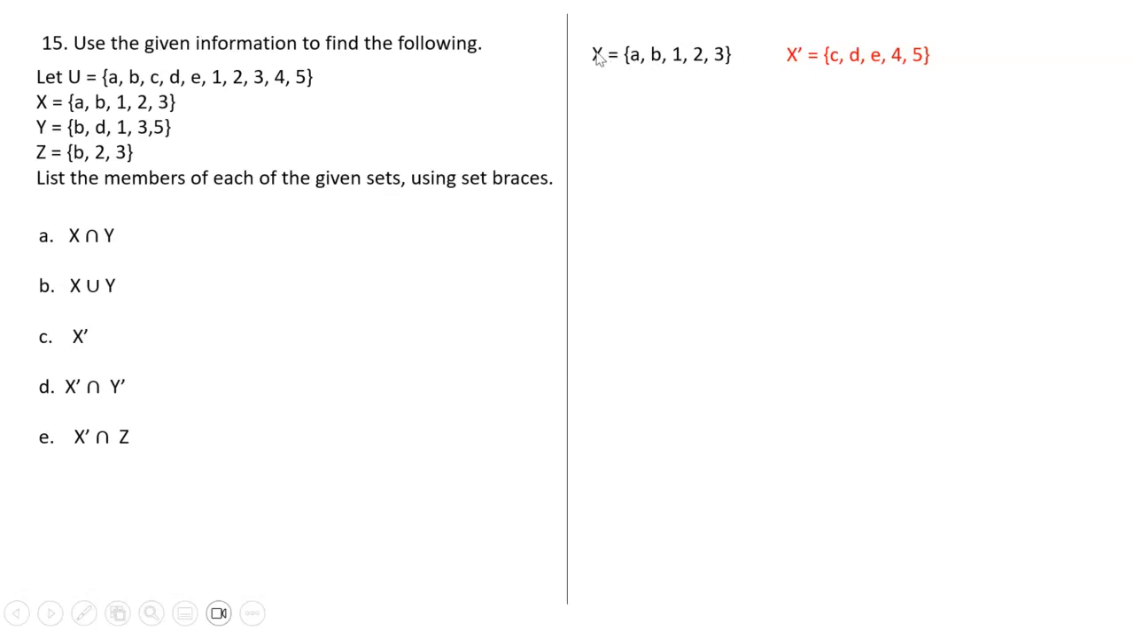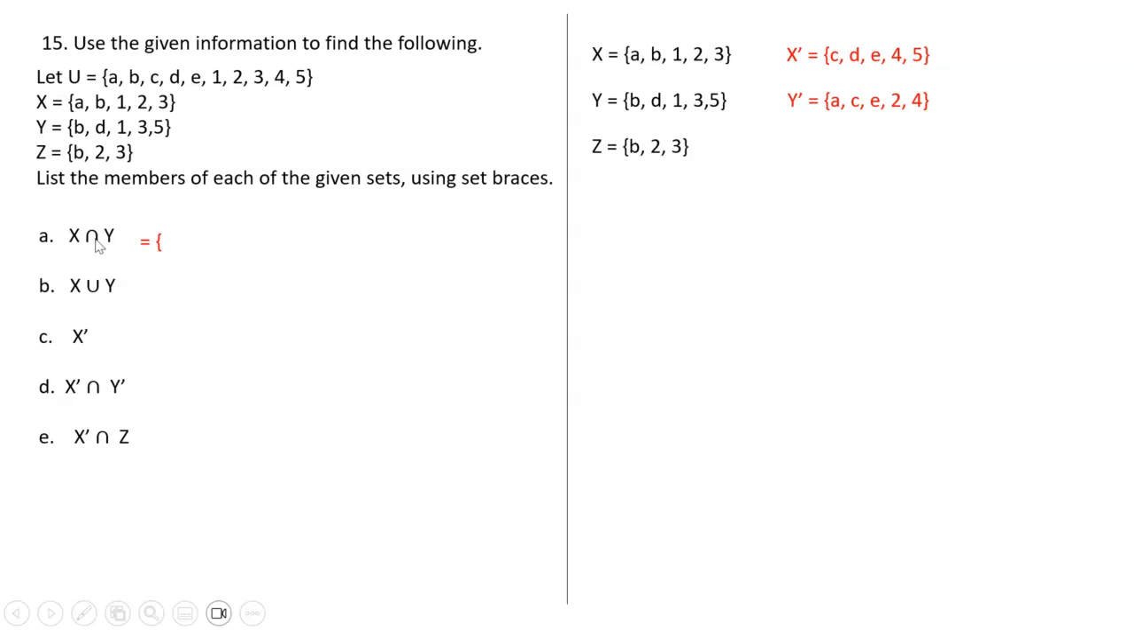How do we know that? Because we go to the universal set. The x complement means not x, means not A, not B, not 1, not 2, not 3, and whatever's left from the universal set is C, D, E, 4, 5. So this is the complement of x. In a similar fashion, the complement of y is going to give us A, C, E, 2, 4.